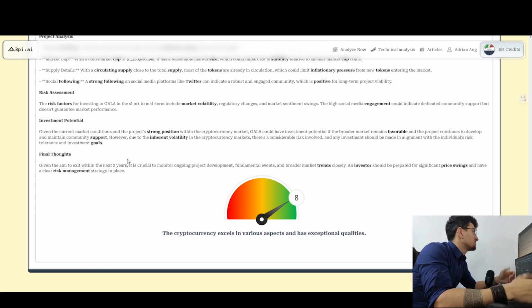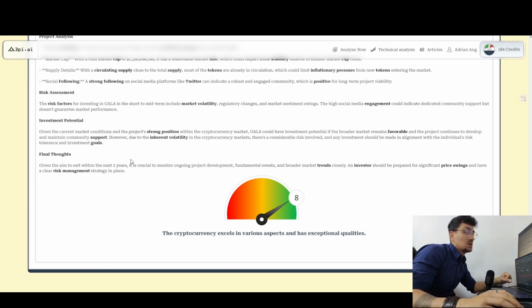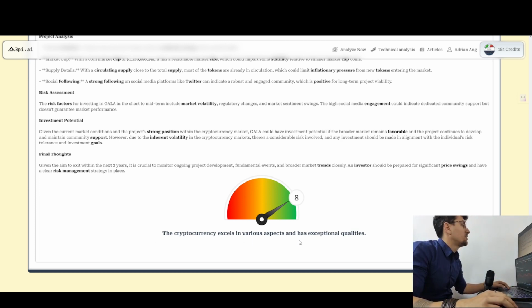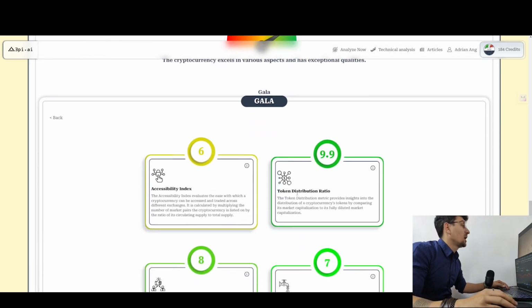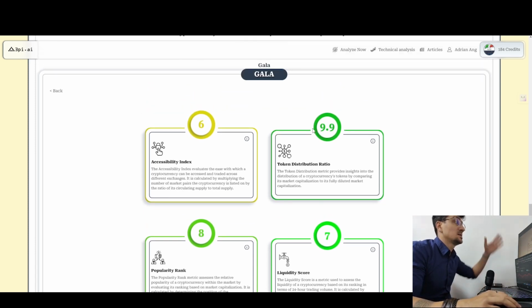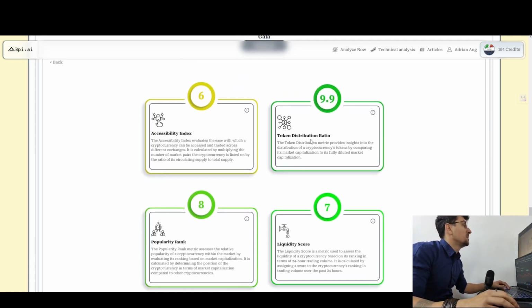Final thought. Given the aim to exit within the next 2 years, it is crucial to monitor ongoing project development, fundamental events and broader market trends closely. An investor should be prepared for significant price swings and have a clear risk management strategy in place. And here we have a score of this coin. The cryptocurrency excels in various aspects and has exceptional qualities, and we can have even more data. We can click on this and we have a score of 6 for accessibility index, token distribution ratio 9.9, as was mentioned by the AI.